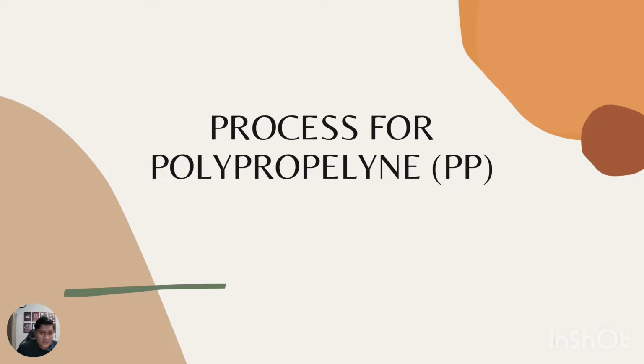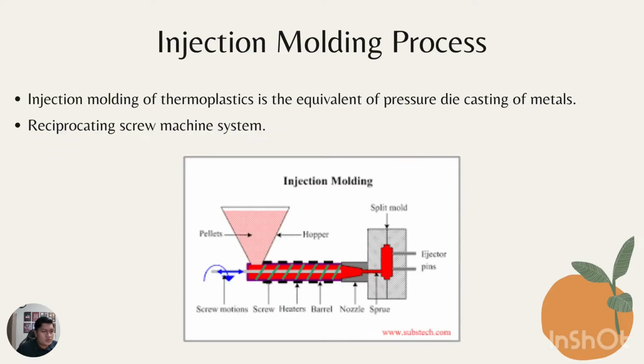My name is Muhammad ZAFRI and I'm going to talk about the process for polypropylene PP. Generally in this production we are using the injection molding process. So what is the injection molding process?